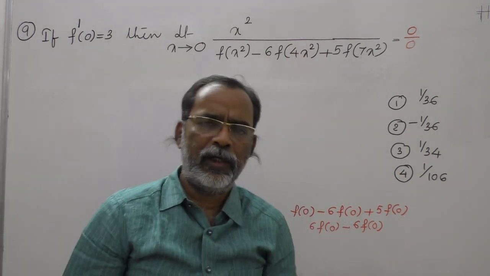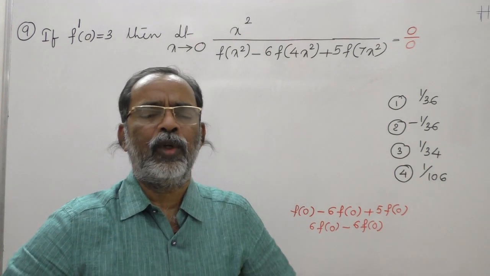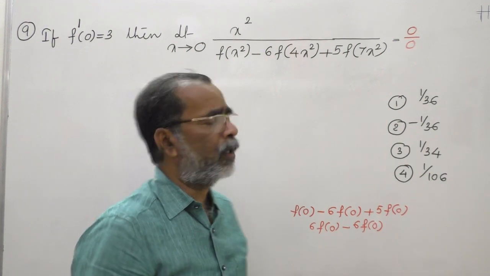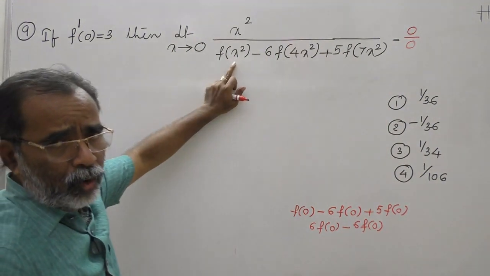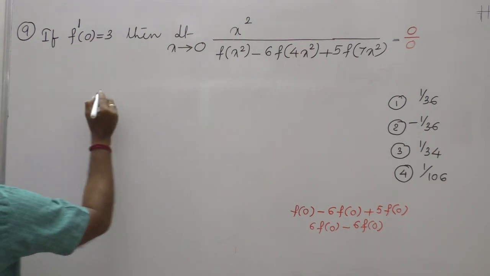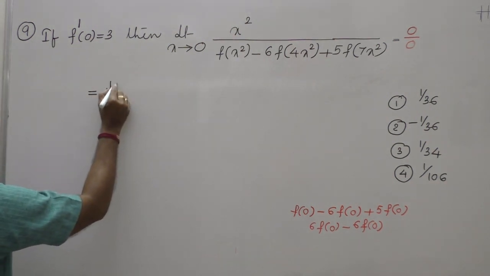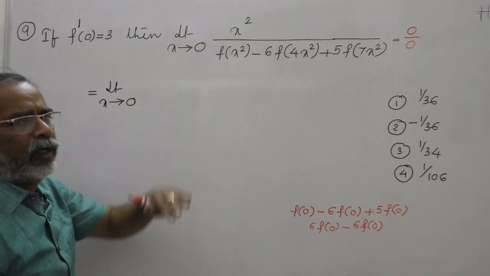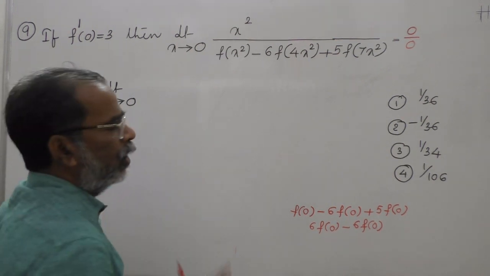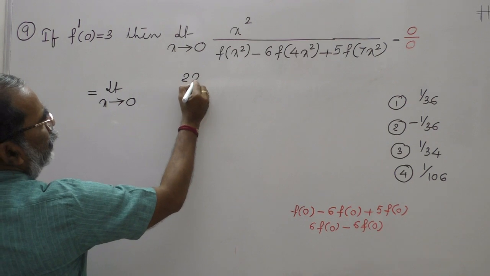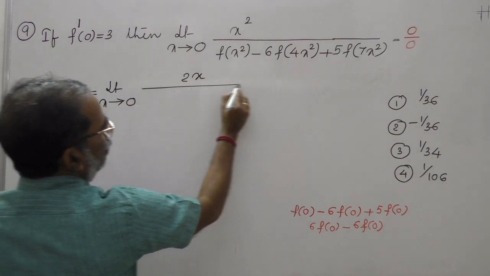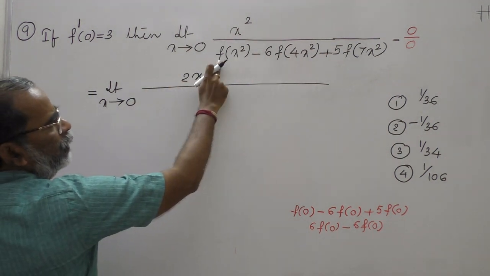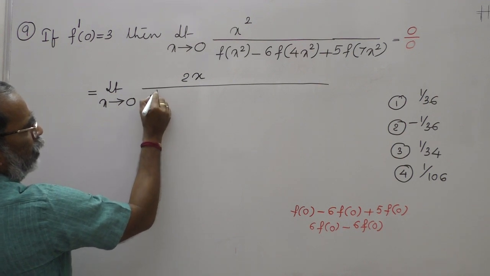Therefore, now it is indeterminate form 0 by 0. So factorization, rationalization, application of standard limit or L'Hospital rule. Here L'Hospital rule only works for this. Therefore I am using L'Hospital rule. See carefully. Limit as x tends to 0. I should differentiate numerator and denominator separately. If I differentiate the numerator, this is 2x. Now I am differentiating the denominator. Carefully. F is a function. The derivative of a function is f dash.